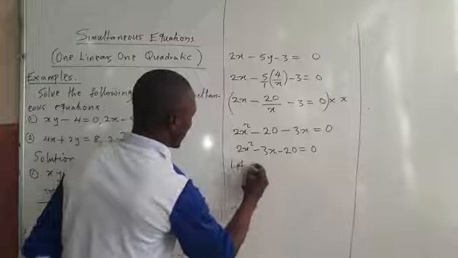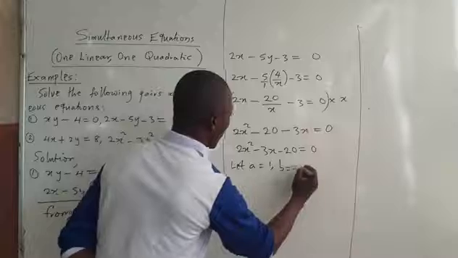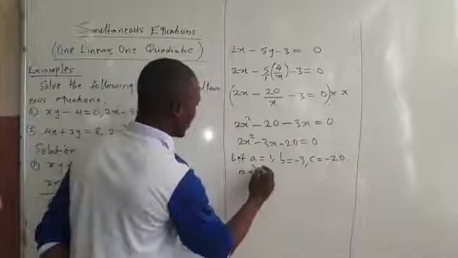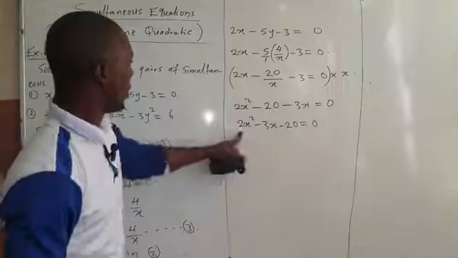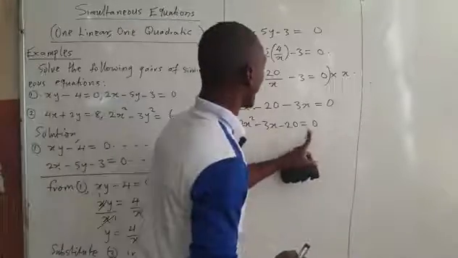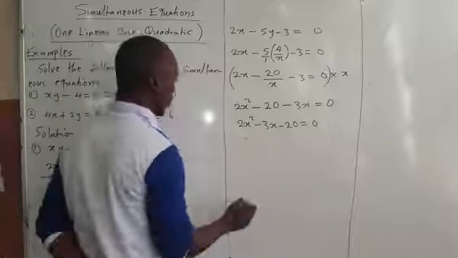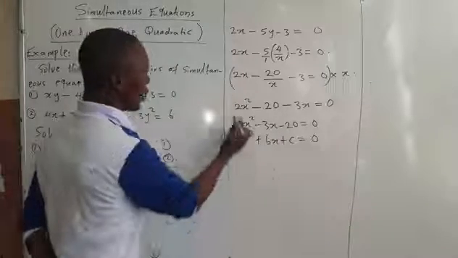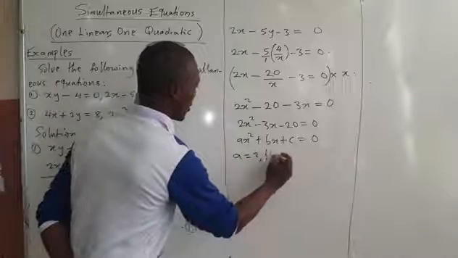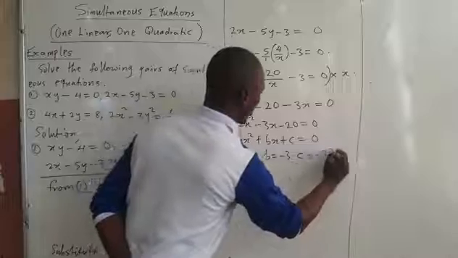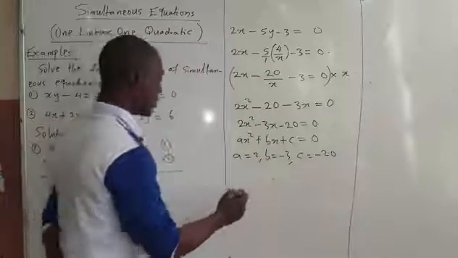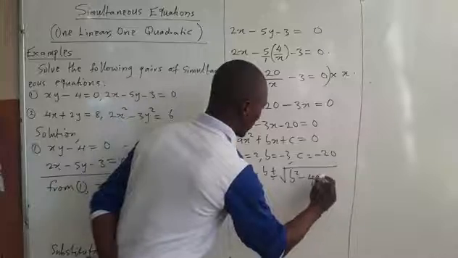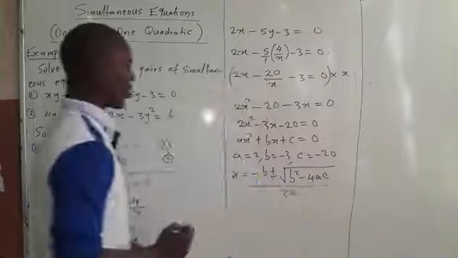So we have 2x squared minus 3x minus 20 equals 0. If you now compare this with the general form of the quadratic equation, which is ax squared plus bx plus c equals 0, then a equals 2, b equals minus 3, and c equals minus 20. Since our unknown variable is x, we are going to have x equals minus b plus or minus square root of b squared minus 4ac all over 2a. So this is the quadratic formula.